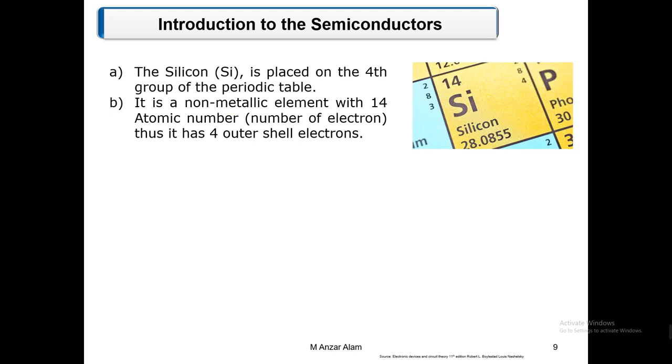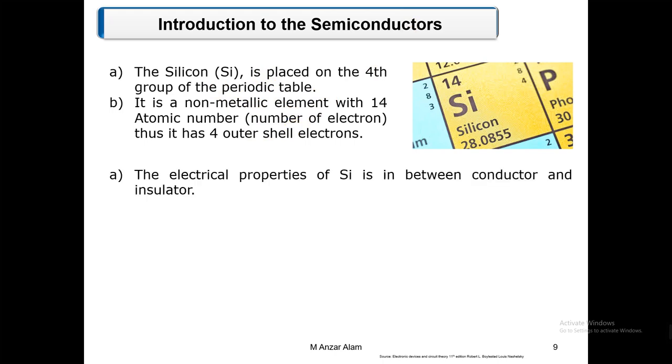With 14 as the atomic number, it means 14 electrons. In the inner shell, it has 2 electrons. In the next higher shell, it has 8 electrons. And in the outer shell, it has 4 electrons. That is the reason why it is placed in the fourth group. So the outer shell is important for the covalent bond. The important information is that silicon has 4 outer shell electrons.